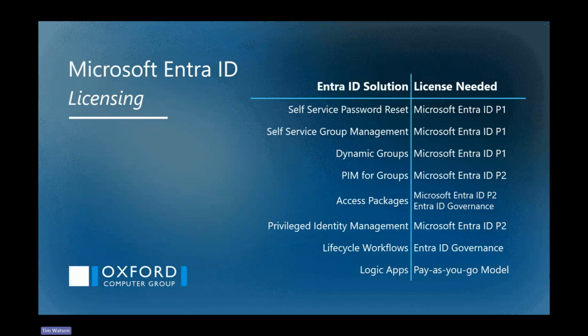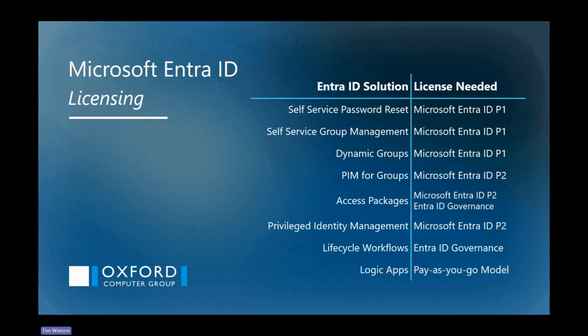So some of the licensing that we need, what we talked about, self-service password reset. If you haven't done it, and you still are using the FIM and the MIM password reset, I would recommend moving over. But it does need a P1 license. The self-service group management is a P1 also. I haven't seen too many clients use it, but if you really need that MIM FIM portal group management with owners and the ability to request and approve or deny it, that does take a P1.